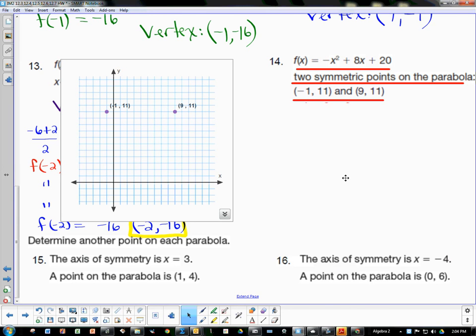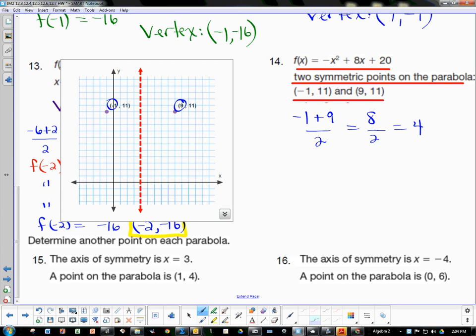And there it is. Your axis of symmetry is going to be directly in between. And you don't even really have to draw it. Remember, we're going to add these 2 together. So this will be -1 plus 9, all divided by 2. That happens to be 8 over 2. And that is 4. All right, so we're going to find this vertex.